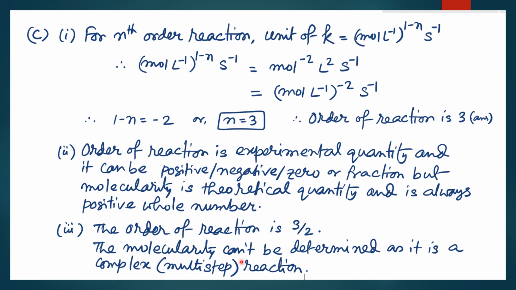And in the third question, you can see it is 2A giving B, so the molecularity and order are not equal. Order is 3 by 2 because we are getting it from the rate equation, and since the order and molecularity are not equal, that means it is not an elementary reaction. It is a complex or multi-step reaction, and for complex reactions molecularity is not defined. For each and every elementary step in the mechanism, you can find the molecularity individually, but there is no overall molecularity. So molecularity cannot be determined in this case.